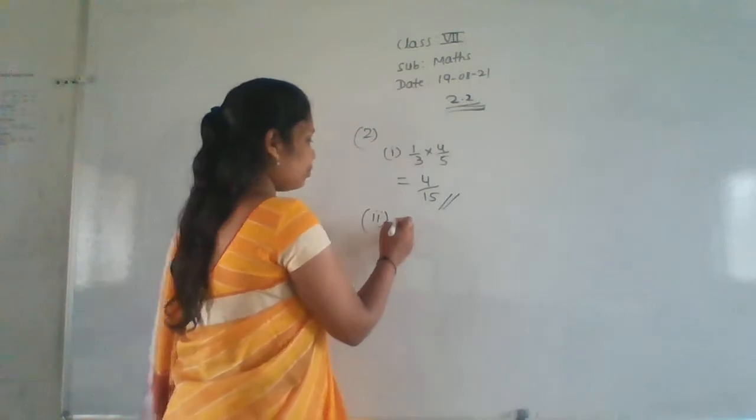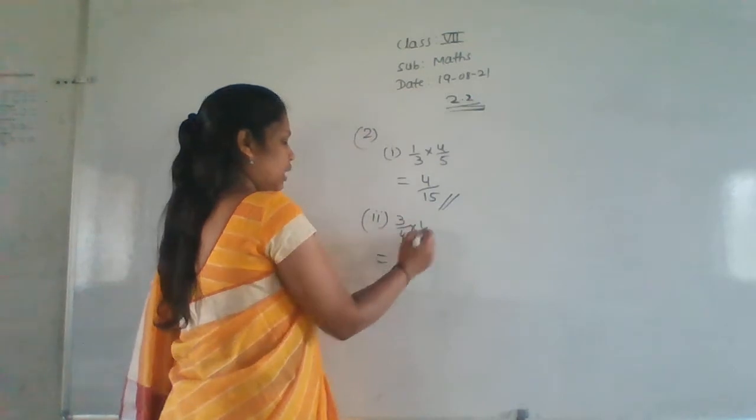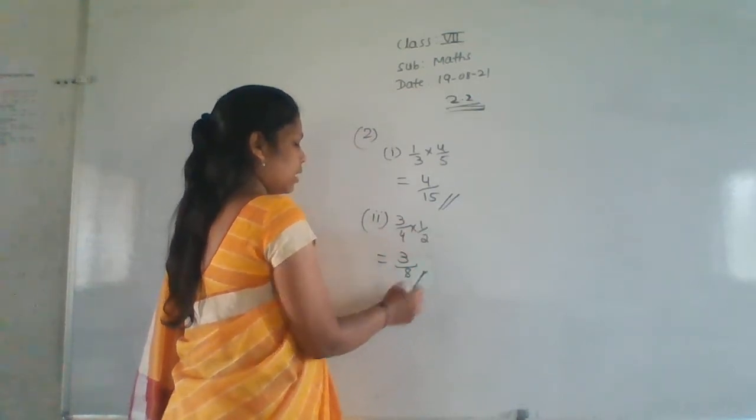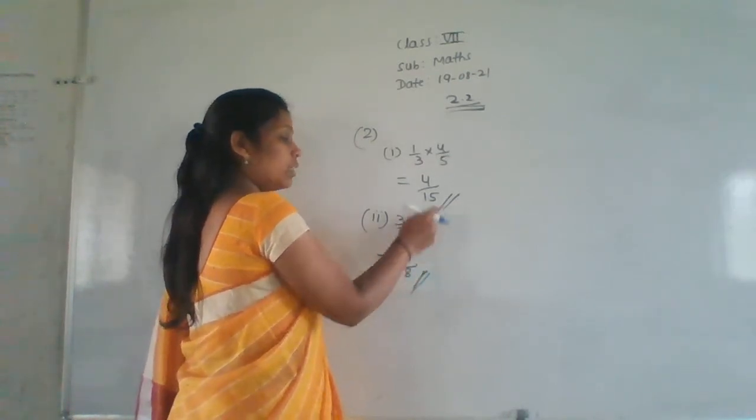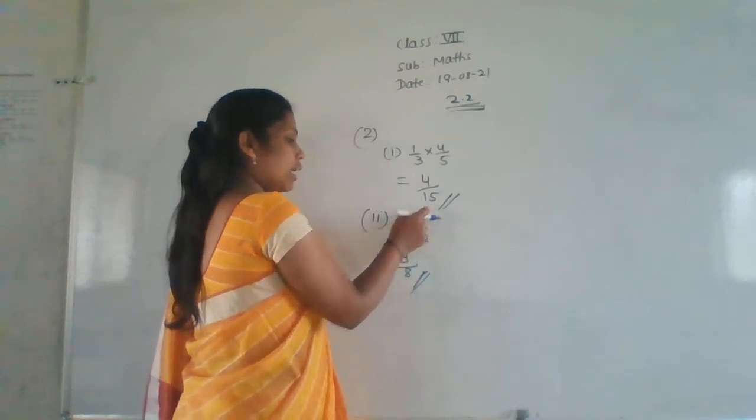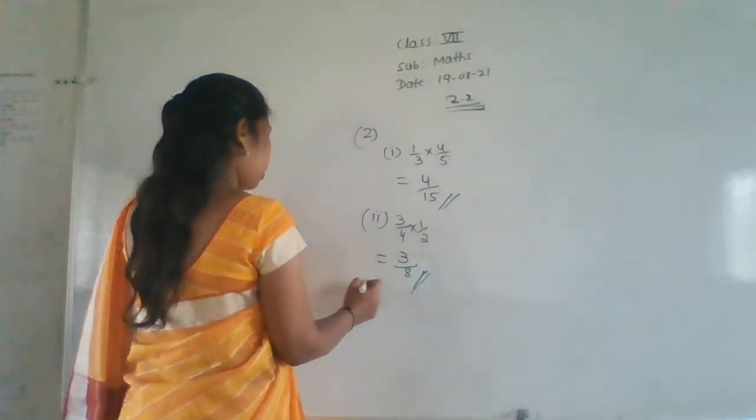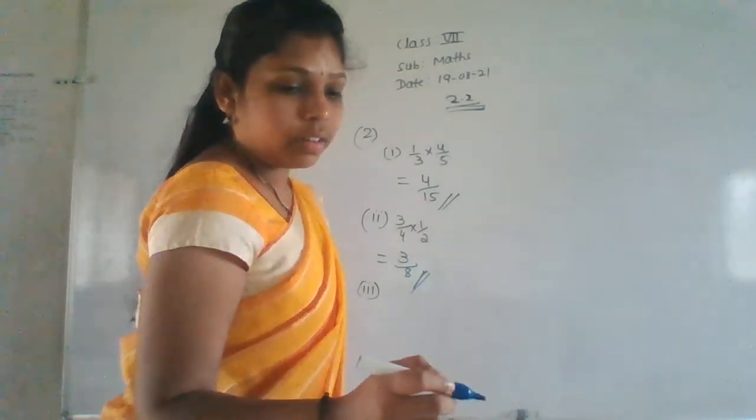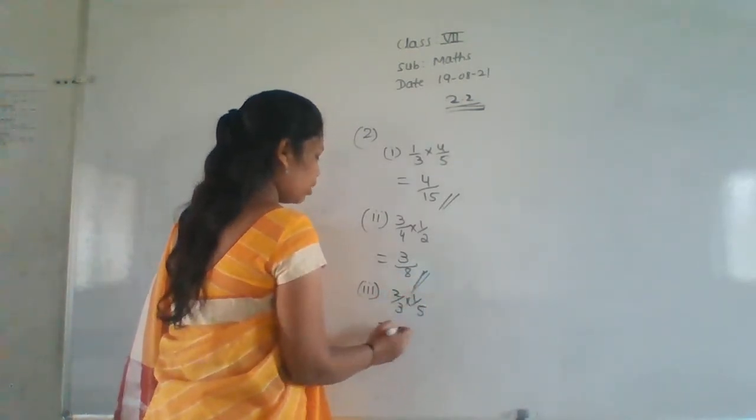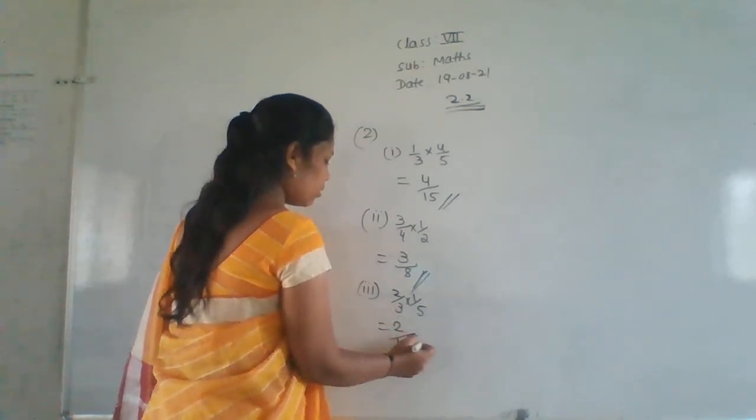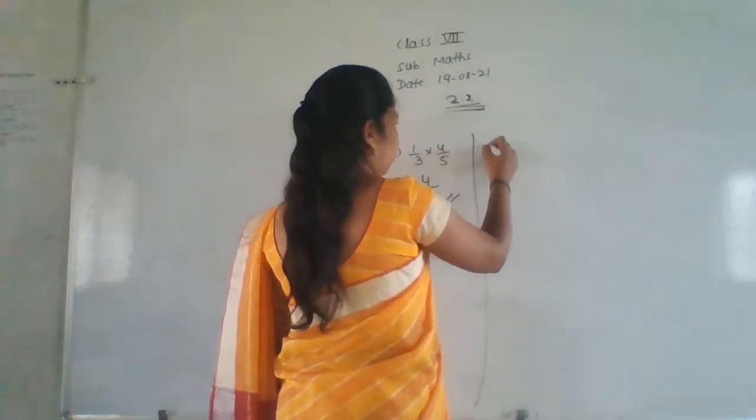Next, 3 by 4 into 1 by 2. Here also no cancellation, right? So 3 ones are 3, 4 twos are 8. That is the answer, because we can't cancel denominator to denominator. We can only cancel numerator to denominator, or else cross cancellation is there. Okay? Next, the third one. What is the third question here? 2 by 3 into 1 by 5. 2 ones are 2, 3 fives are 15. 2 by 15 is the answer. Okay. Next, fourth one.